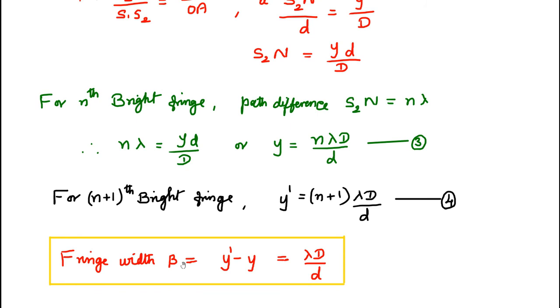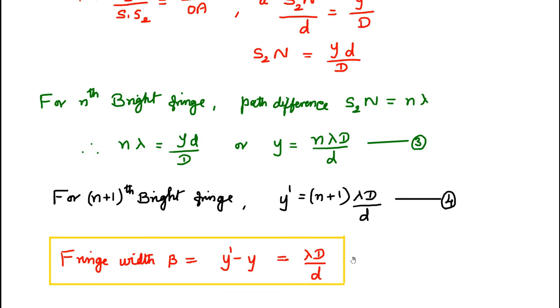So from the equation, it is clear that fringe width beta depends on the wavelength, the distance of the screen from the coherent sources, and the distance between the two coherent sources. If two coherent sources are very close by and the distance equals 0, fringe width will be infinity. Similarly, if the two coherent sources are very far apart, if d equals infinity, then beta equals lambda capital D by infinity, which is equal to 0.